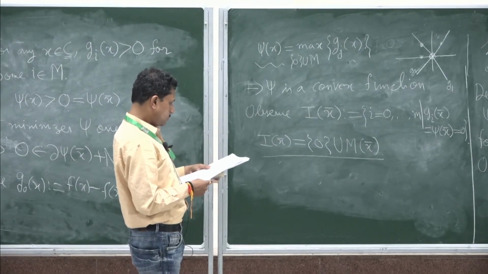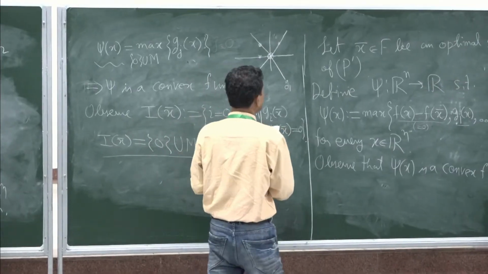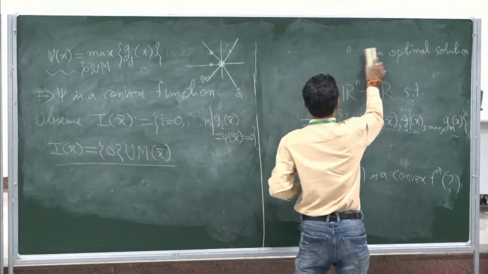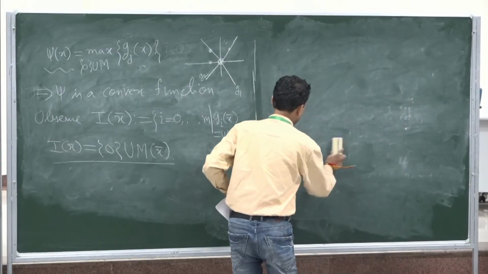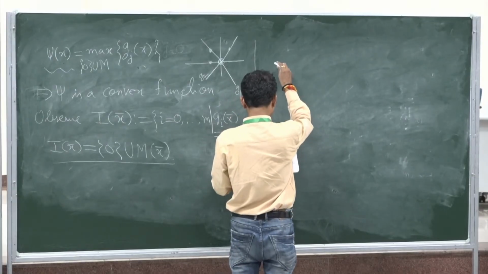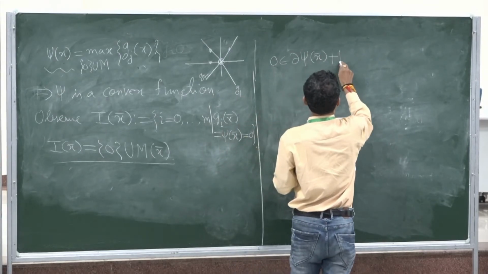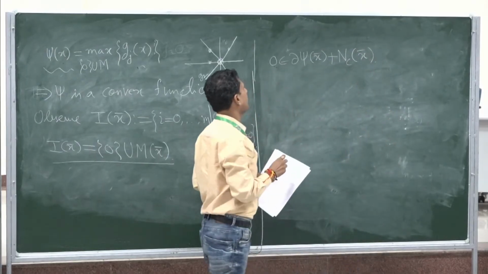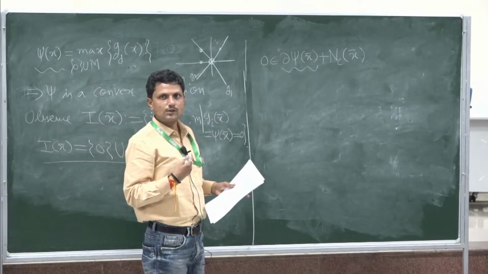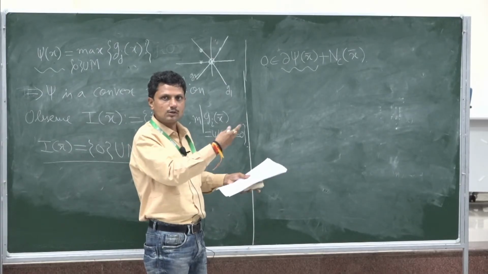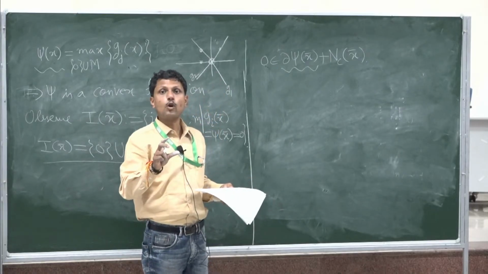So now we just have to use this condition of optimality. So what will be the condition? We can write that 0 belongs to the subdifferential of phi at x bar plus the normal cone to C at x bar, right? But what will this be? For the max function we can have a subdifferential. I am not going to prove it, I will write down the result because proving it will take a lot of time. But then we can write it in terms of convex hull.